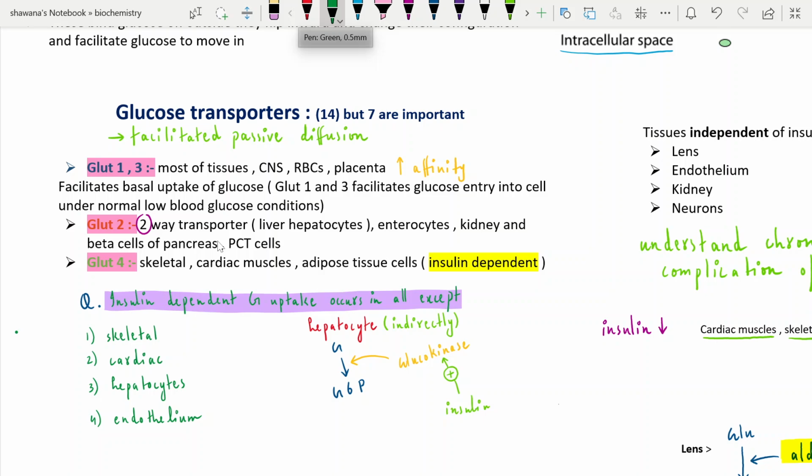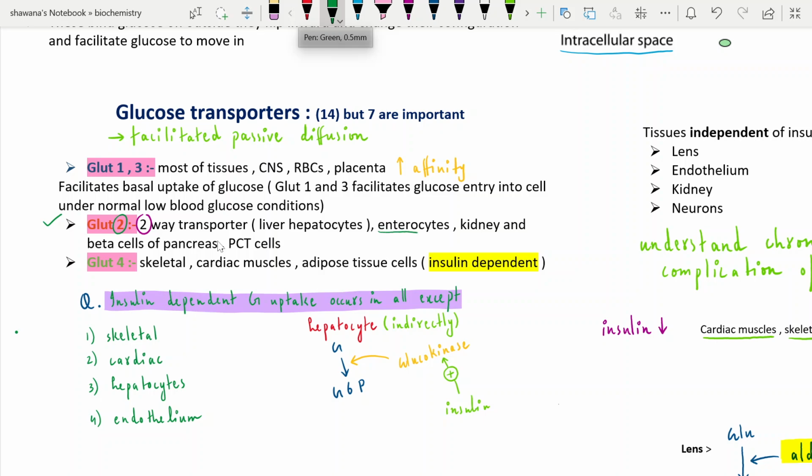About the GLUT2 transporter, it's a two-way transporter, as the number suggests. And what kind of cells in the body, thinking logically, would need GLUT2? They should be liver hepatocytes, because the liver hepatocytes need to store the excess amount of glucose as glycogen. And in case of hypoglycemia, when we are at a low blood sugar level, they release the excess glucose from their surfaces. So liver hepatocytes should have GLUT2.